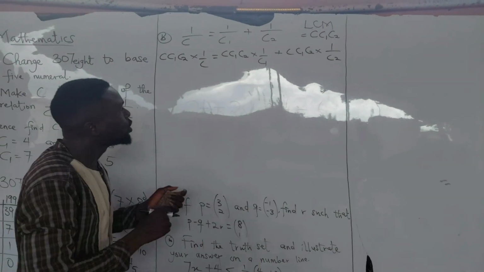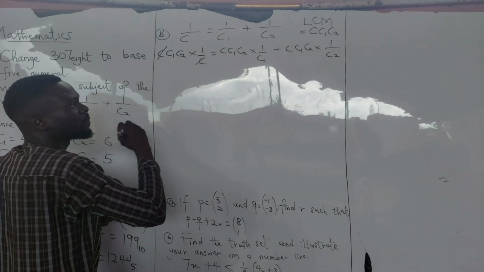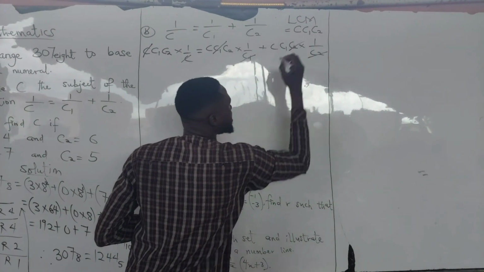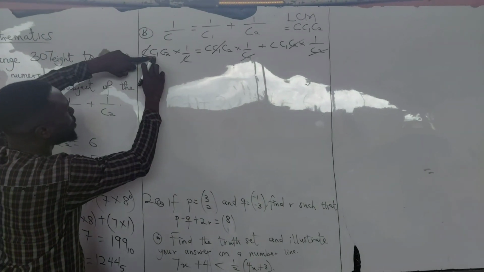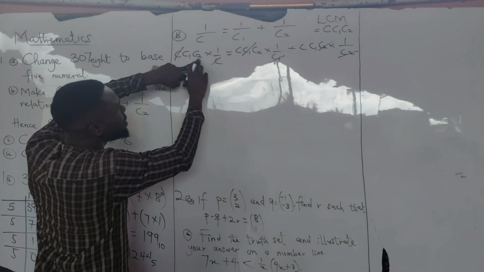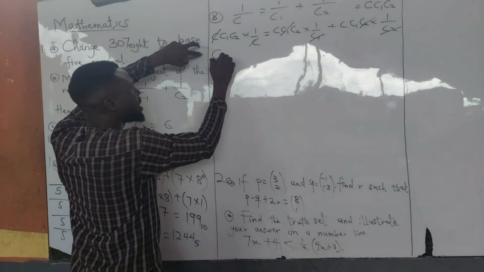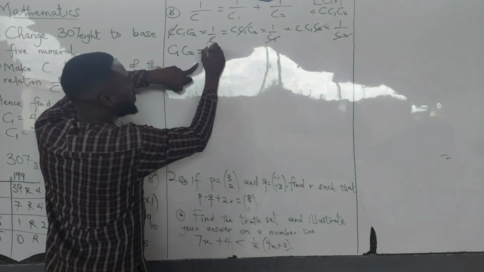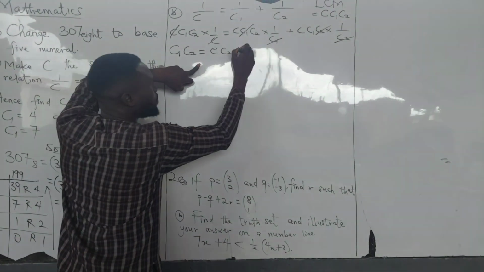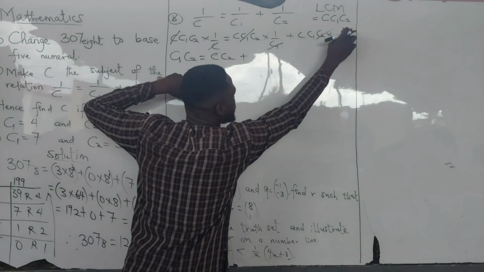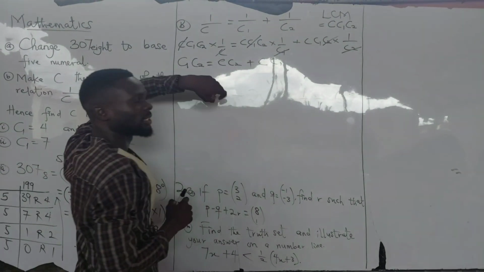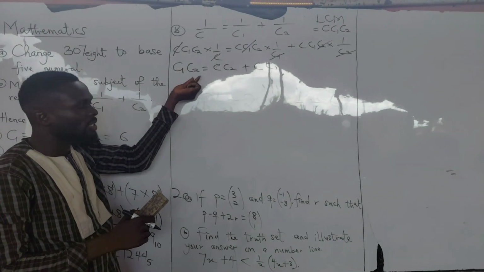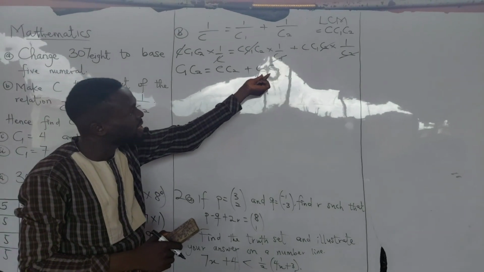So multiplying each of the terms by the LCM will help us to get rid of the fraction. So now C will cancel C, C1 will cancel the C1, and the C2 will cancel the C2. So what are we having now? We are having C1, C2 times 1, which is the same as C1, C2. Then C, C2 times 1, which is C, C2, plus C, C1 times 1, which is C, C1. So now here, you are having C1, C2 equals C, C2 plus C, C1.